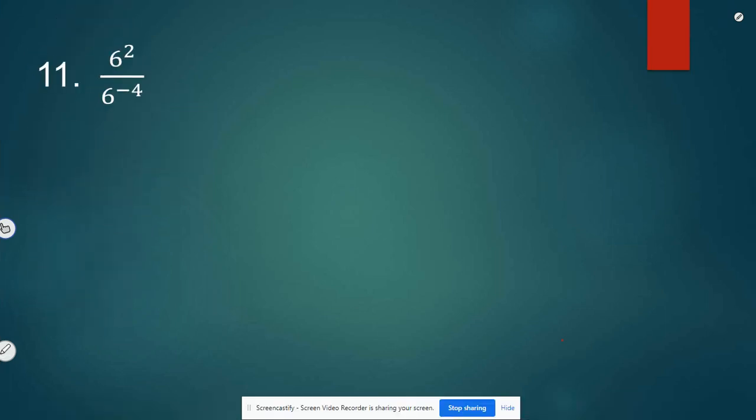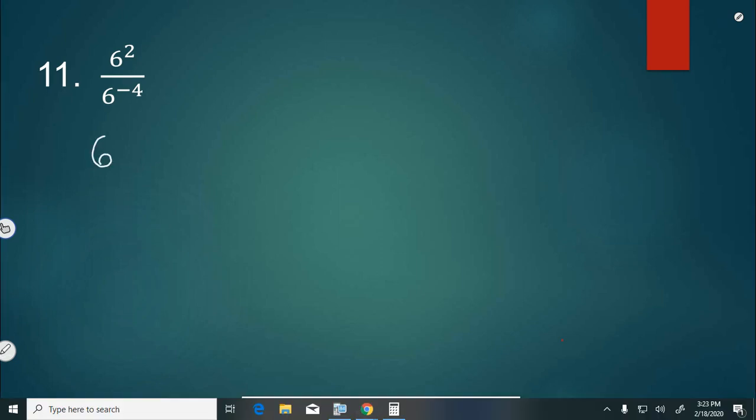Number 11, this could be thought of as 6 to the 2nd minus the negative 4th. So that's like 6 to the 2nd plus the 4th, which is 6 to the 6th. And that makes sense because 2 is 6 more than negative 4.